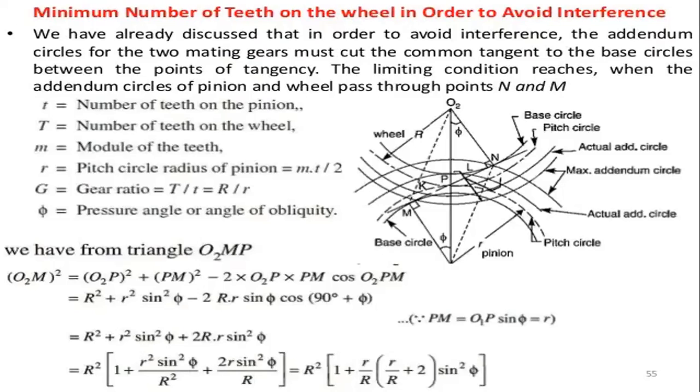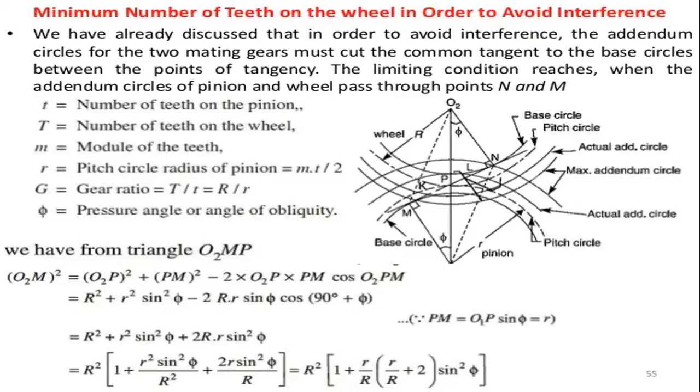Then the limiting condition will be reached when the addendum circle of the pinion passes through the N and M points, that is, the two ends of the tangent points. So we are going to find the limiting condition of the interference when the addendum circle passes through these two points, N and M, which are the tangent points.